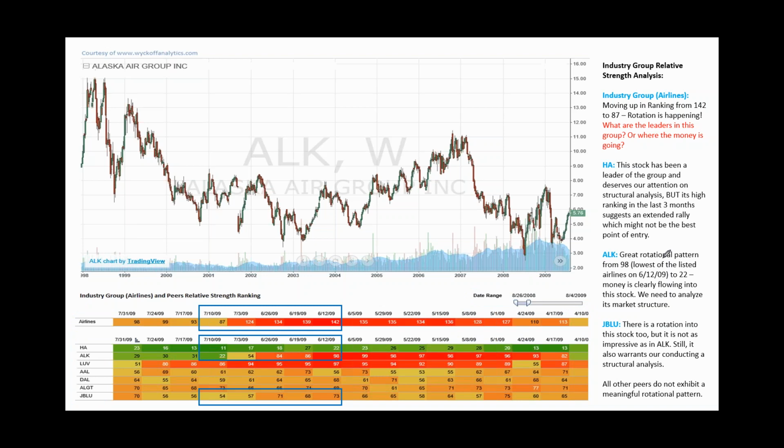We see that it is improving. Well, there was first some kind of deterioration, right? So we are going, and I believe we have 156 or 58 groups. So we're deteriorating here to almost the bottom, and then there is a big jump, right here, from 142 to 87, and this is the rotation that we're looking for.